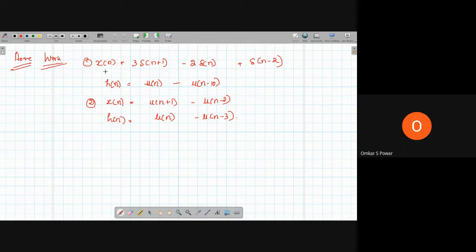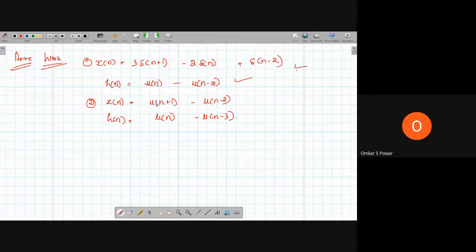For your homework, x of n is equal to 3 of del of n plus 1 minus 2 into del of n plus del of n minus 2, and h of n they have given. Find the convolution of these two. Same procedure. What I have done, the same procedure you have to follow.